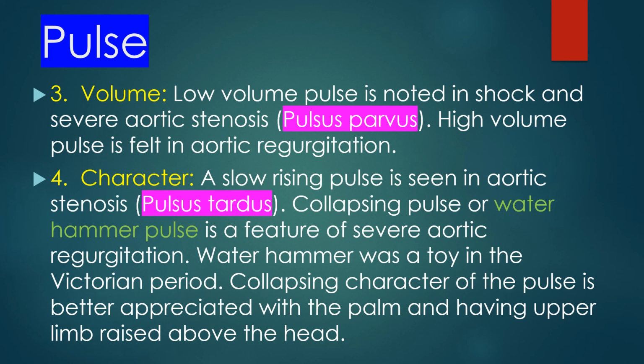3. Volume. Low volume pulse is noted in shock and severe aortic stenosis. It is known as pulsus parvus. High volume pulse is felt in aortic regurgitation. 4. Character. A slow rising pulse is noted in aortic stenosis, pulsus tardus. So together it will become pulsus parvus et tardus in severe aortic stenosis. Collapsing pulse or water hammer pulse is a feature of severe aortic regurgitation. Water hammer was a toy in the Victorian period. Collapsing character of the pulse is better appreciated with the palm and having the upper limb raised above the head.